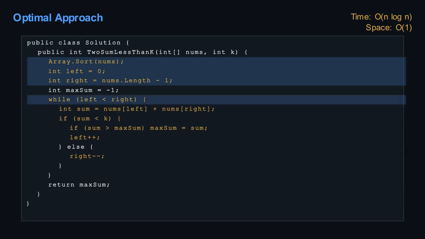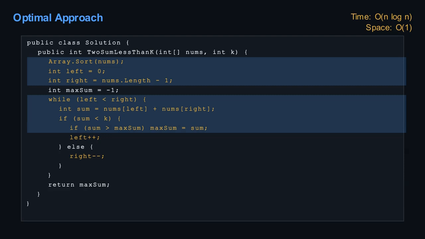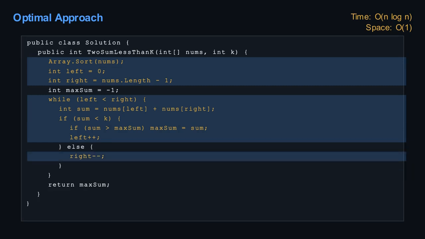at both pointers. If this sum is less than k, it means we've found a candidate. We then update maxSum if our current sum is larger. To potentially find an even larger sum, we increment left, moving towards larger numbers. If the current sum is greater than or equal to k, it means our sum is too large. To decrease the sum, we decrement right, moving towards smaller numbers. This systematic narrowing of the search space is why two pointers is so effective here.